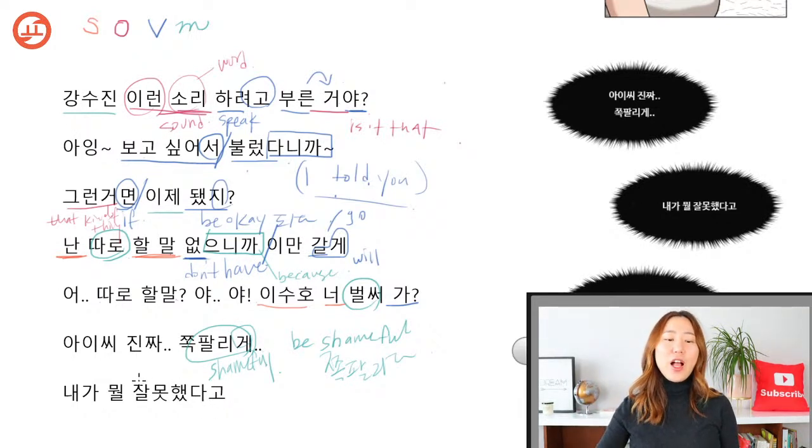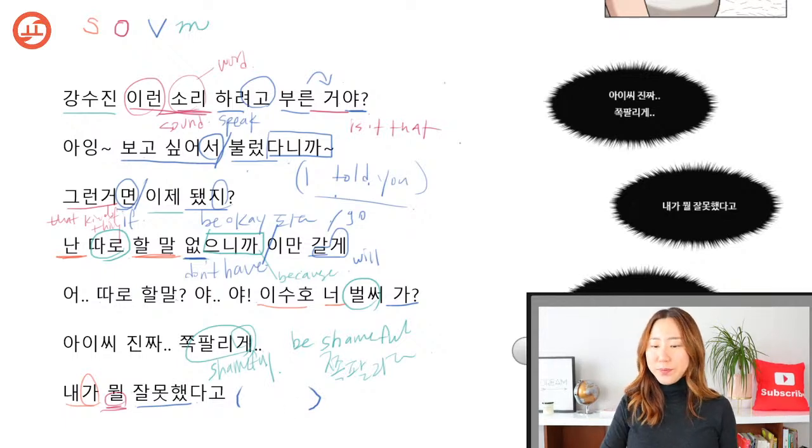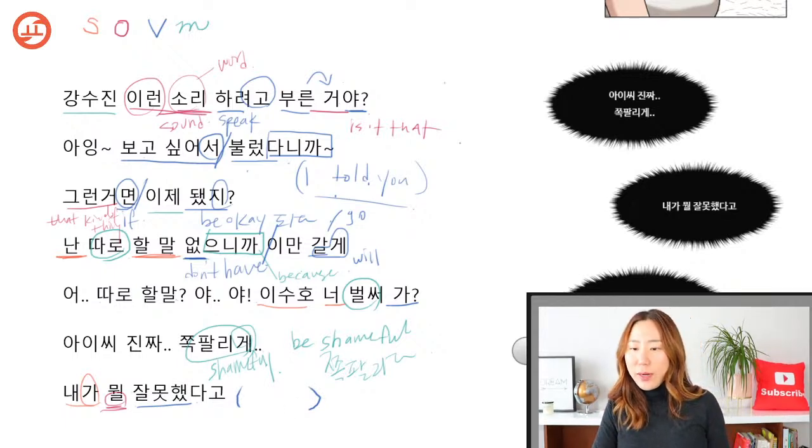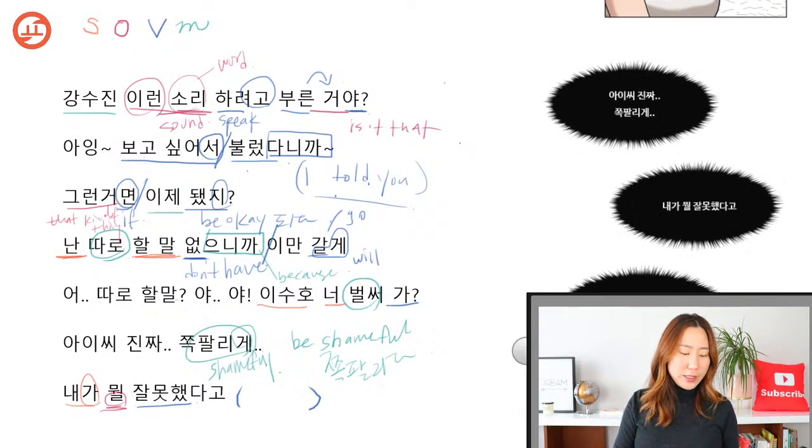Really. 내가 뭘 잘못했다고. What did I do wrong? 내가. Right? What? This is object particle. 잘못하다. Do wrong in the past tense. And obviously this is not complete sentence. What did I do wrong that he is being called? Right? So I think Rachel asked about 며. Okay, I'll briefly explain.